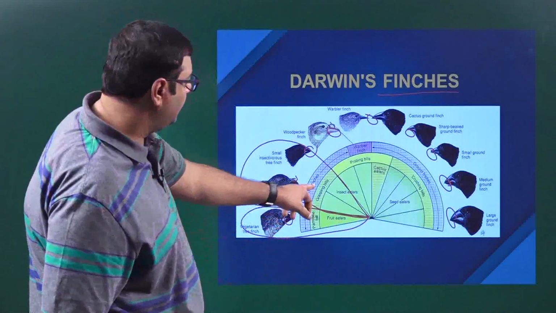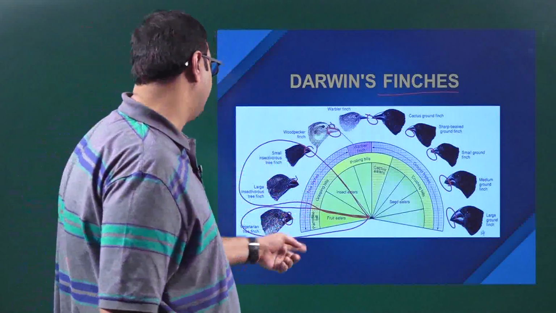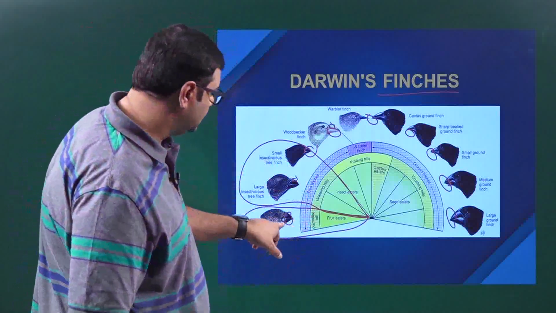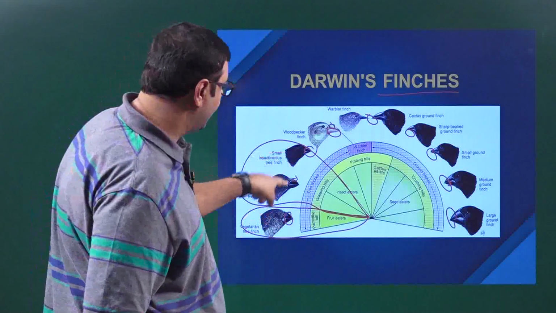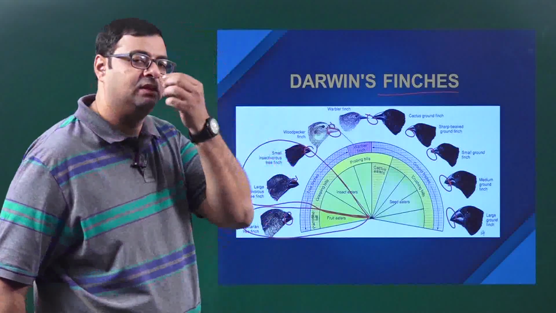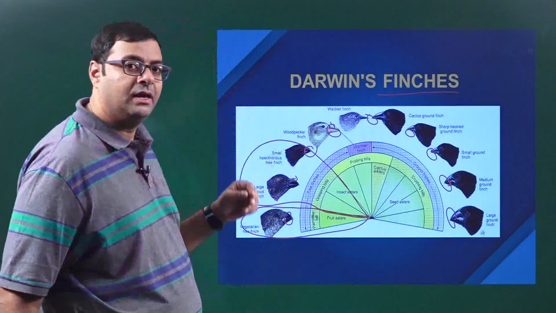Now they are categorized under tree finches. And you have a parrot-like bill. So this is the parrot-like bill. And this one you have the grasping bills. Bills are nothing but your beaks. Okay, right? Is that clear?